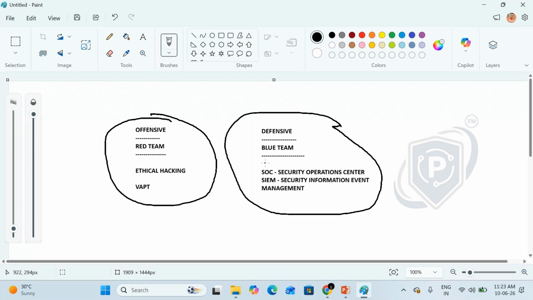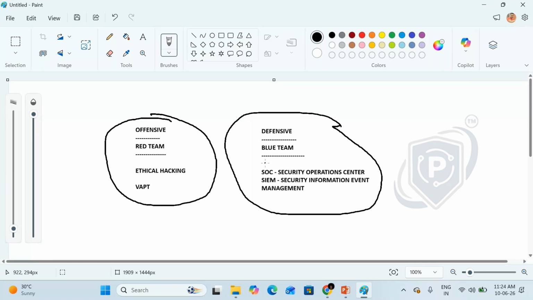Ethical hacking and VAPT work on the offensive side, before something happens. For example, some application was built, some network was built, some software was developed. Now offensive people like ethical hacking, VAPT and pen testing people will test the software, the application, the network. How strong is it, are there any loopholes, any bugs, any vulnerabilities? They check it. Any unknown ports open, they check it.